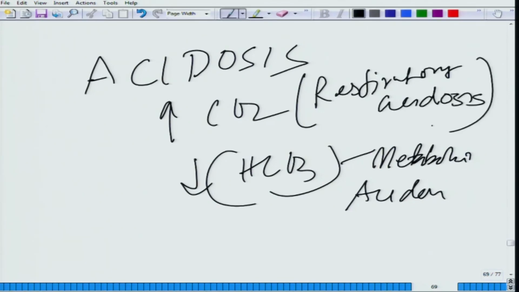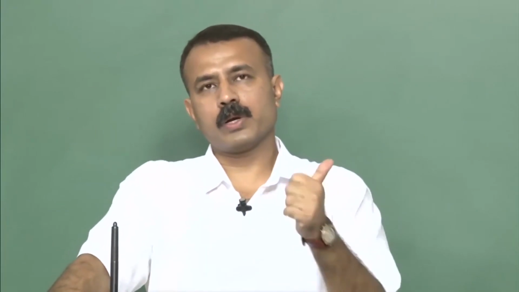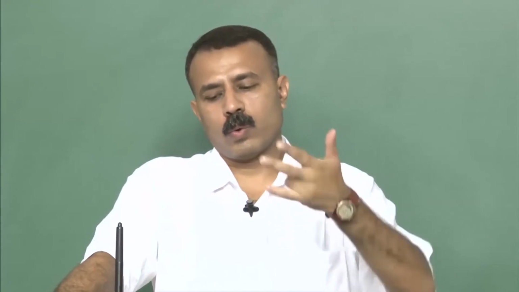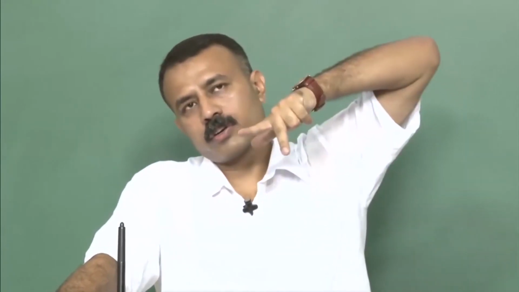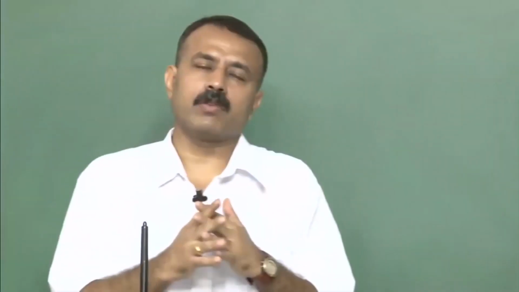Okay. Because for the simple reason that the CO2 percentage is governed by the carbon dioxide, whenever the CO2 percentage goes down or goes up, it is respiratory acidosis or alkalosis. Whereas, in the case of HCO3 concentration, which is regulated by the kidney, it is basically metabolic acidosis or metabolic alkalosis. So, these are the aspects which we covered today.